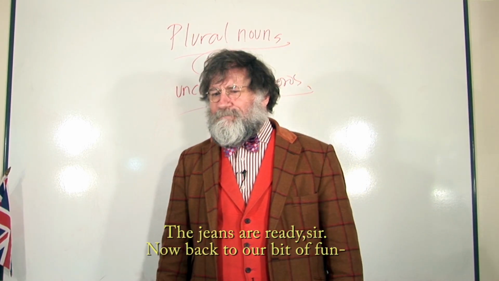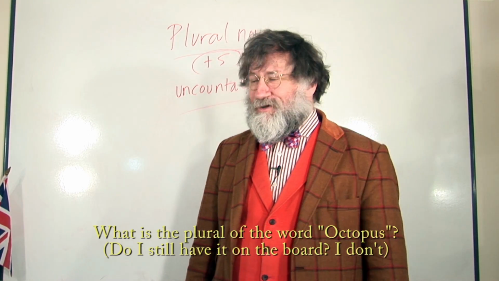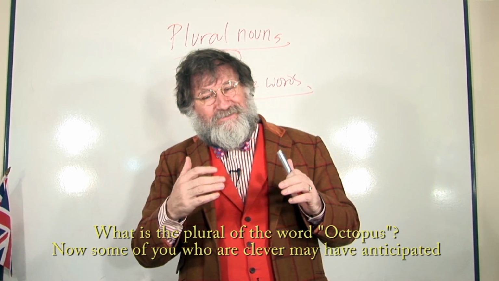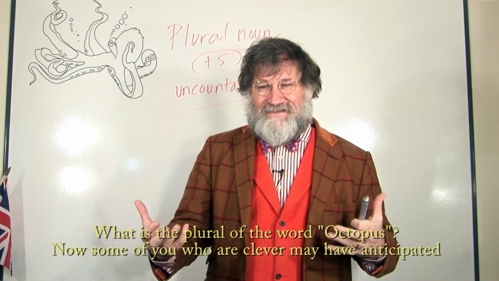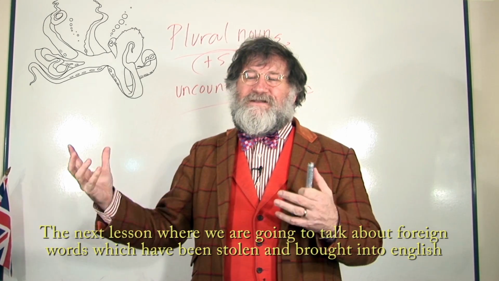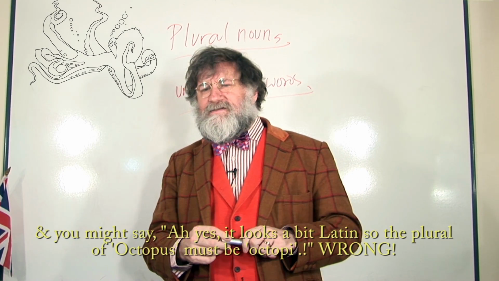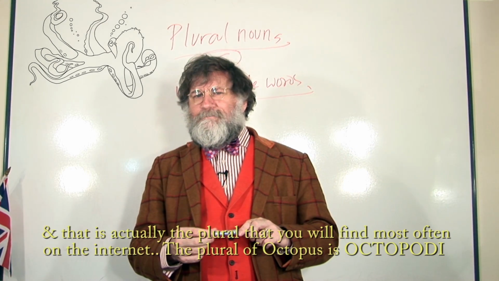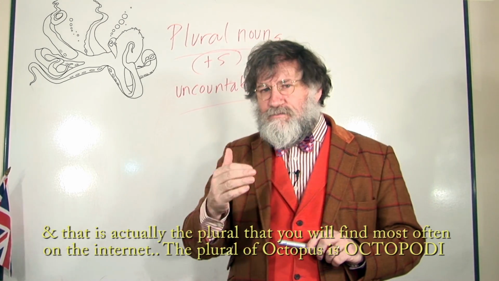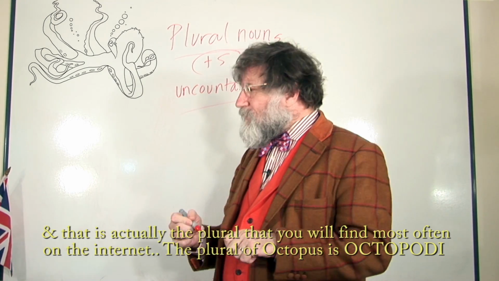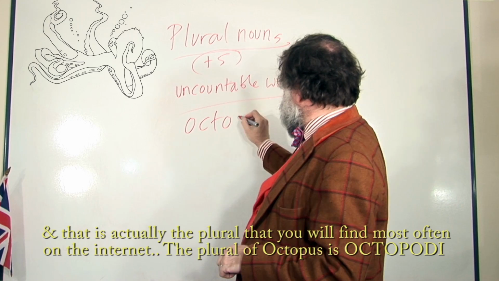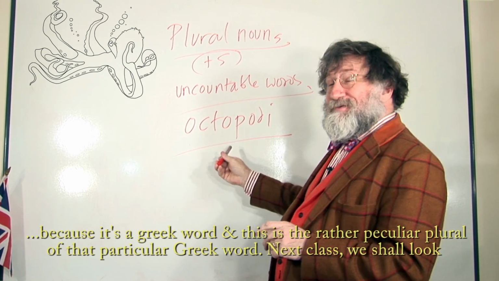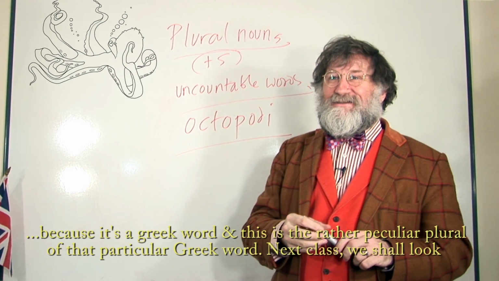Now, back to our bit of fun. What is the plural of the word octopus? Do I still have it on the board? I don't, actually. What is the plural of the word octopus? Now, some of you who are clever may have anticipated the next lesson where we're going to talk about foreign words which have been stolen and brought into English. And you might say, ah, yes, it looks a little bit Latin, so the plural of octopus must be octopi. Wrong! And that is actually the plural that you'll find most often on the internet. The plural of octopus is octopodes, because it's a Greek word, and this is the rather peculiar plural of that particular Greek word.